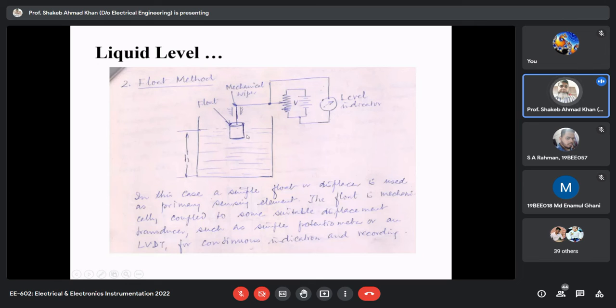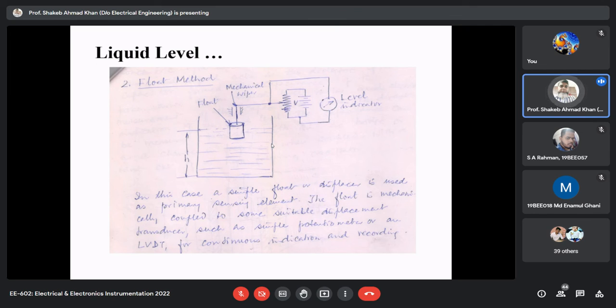So you can see that the float is a mechanical sensor which converts the liquid level into displacement, and then the potentiometer is another sensor which converts the displacement into the voltage level. So this is how this float system works. Then this voltage can be calibrated in terms of the height head of the liquid in the tank. This is a very simple method which is widely used at the domestic level, especially.